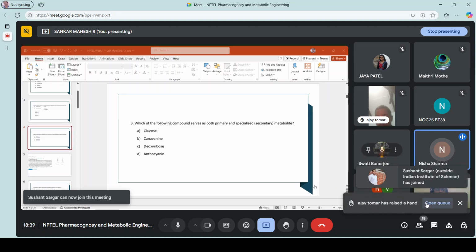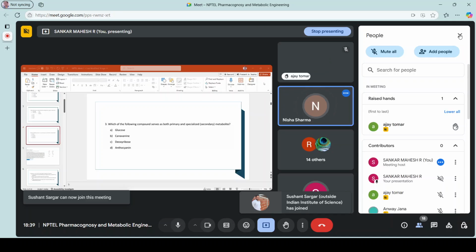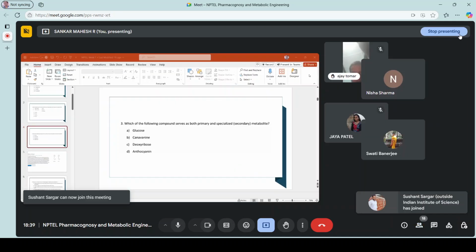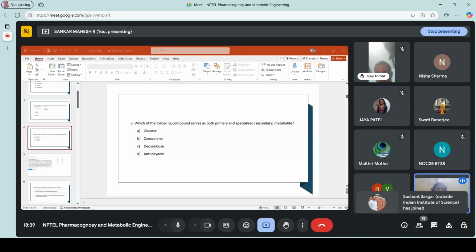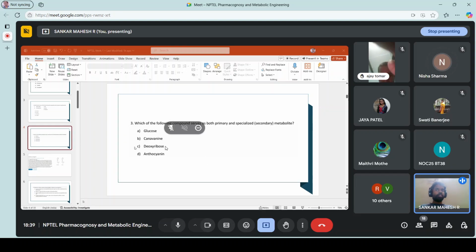That I don't remember. Okay, so deoxyribose is a component in DNA. Deoxyribonucleic acids. So without deoxyribose, you will not have DNA, which means there will be no replication. And replication is essential for the cell to survive. So deoxyribose is also a primary metabolite. Now, with respect to the question here, Nisha, what were you mentioning as the right answer?